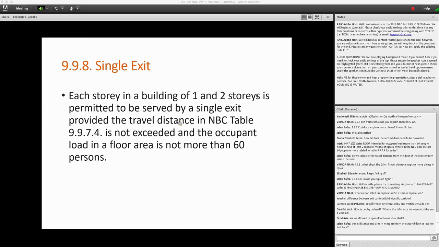So if you have, for instance, a 2-story building, you check your travel distance on the first story, you check your travel distance on the second story, depending on the occupancy. If the travel distances in the table are not exceeded, and if the occupant load in the floor area is no more than 60 persons, then you may have just a single exit serving the building. Again, this is applicable where the building is not more than 2 stories in building height, and typically not applicable to dwelling units. There is a separate section in the code for egress from a dwelling unit.